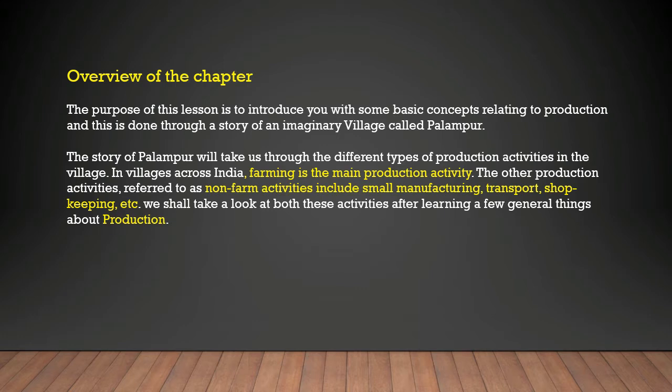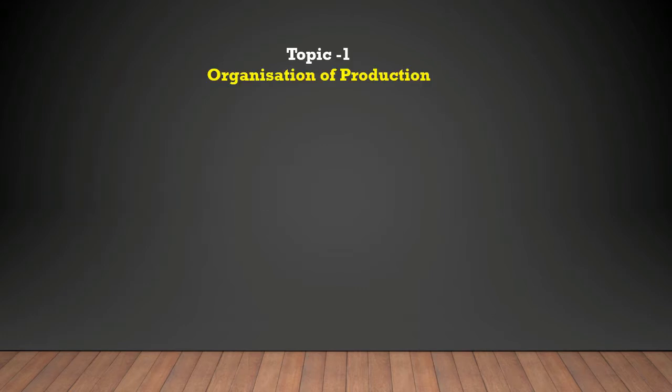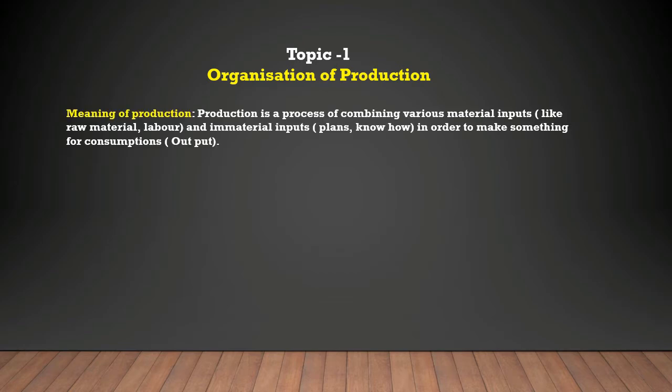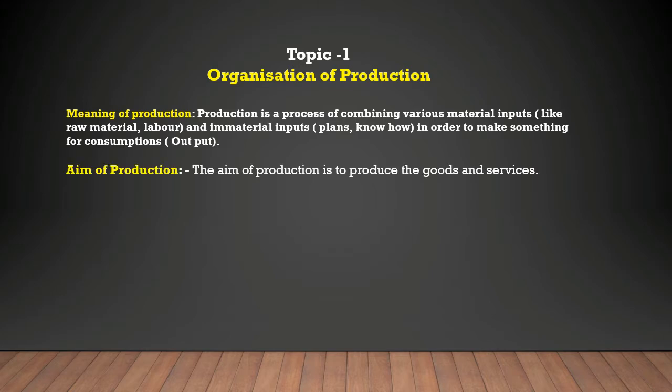So let's start. Our first topic is organization of production. So the first question that comes is, what is production? Production is a process of combining various material inputs like raw material and labor, and immaterial inputs like plans, ideas, know-how, that is technology, in order to make something for consumption. So the aim of production is to produce goods and services.